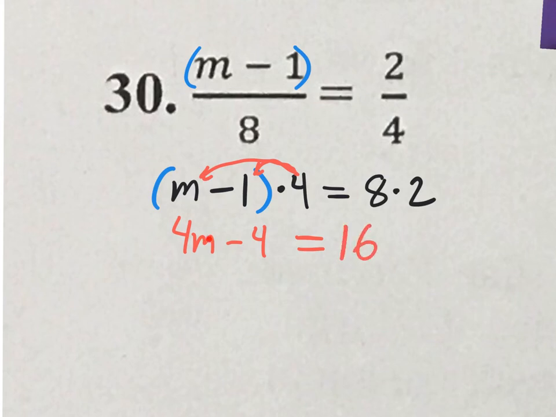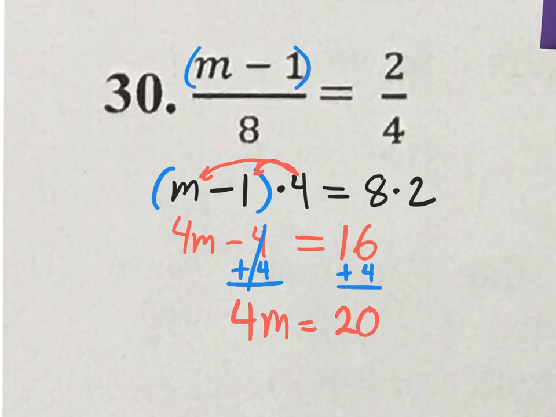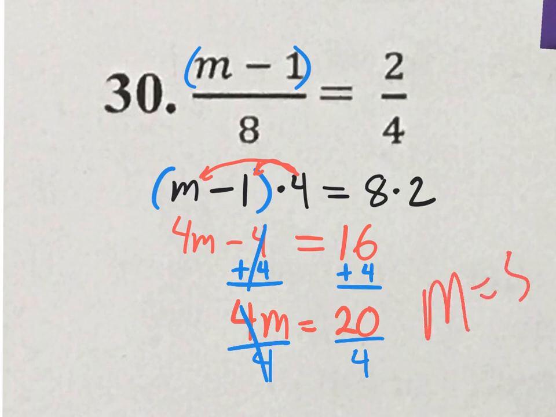And now let's get m all by itself on the left side. I want to get rid of this minus 4 by doing the opposite, which would be plus 4. Which you do to one side, you do to the other side. We're going to have 4m equals 20. So my final step will be to divide by 4 to get rid of that multiplication of 4 in front of m. And 20 divided by 4 is 5. So m equals 5. That is our answer.